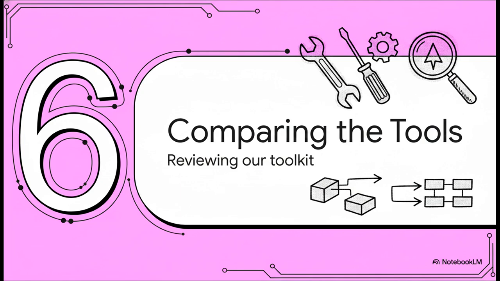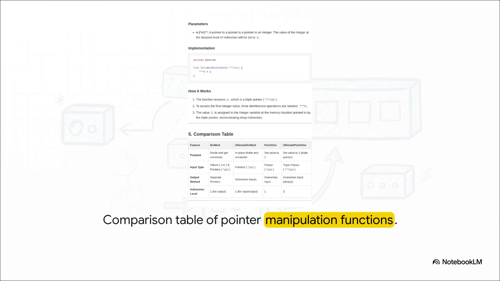Let's review our toolkit. Let's pull up this comparison table from our source document to summarize the whole session. DivMod uses separate pointers for its output, requiring 1 level of indirection. UltimateDivMod is our renovation expert, overriding the inputs directly in place. Point1 is our simple remote control, overriding a single input at level 1 indirection. And UltimatePoint1 is our inception tool, overriding deeply at an indirection level of 3. Seeing them all side by side like this really highlights just how versatile pointers are for managing exactly where data lives and how it's altered.